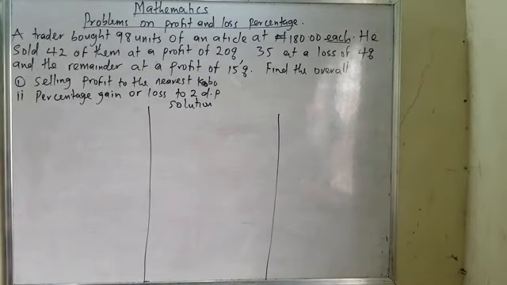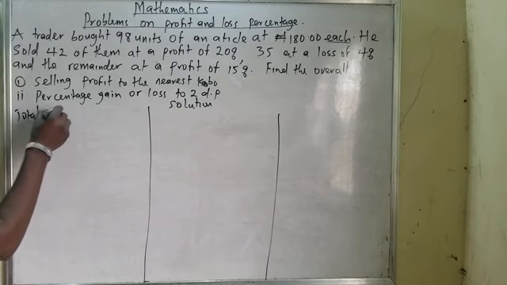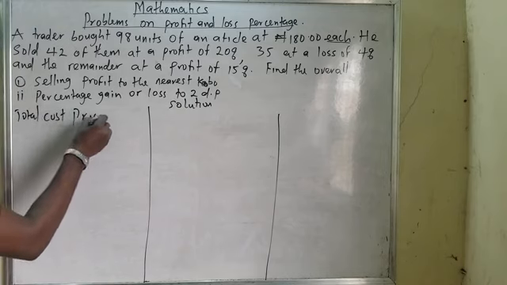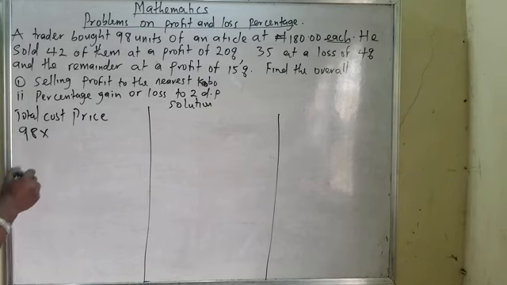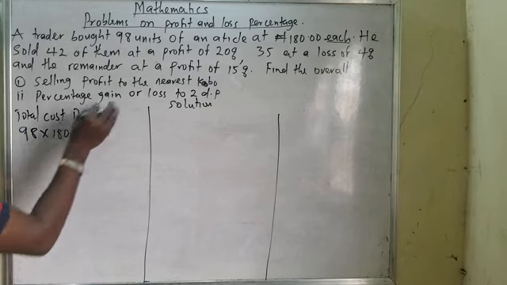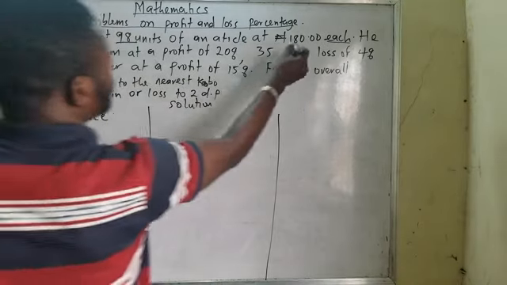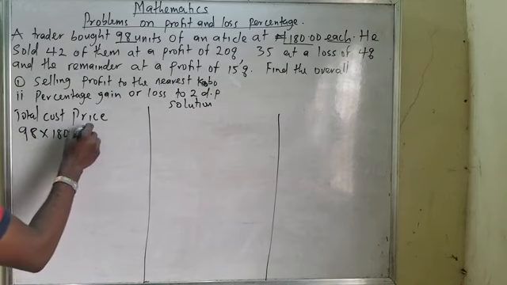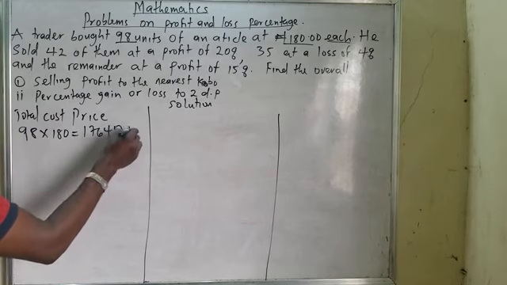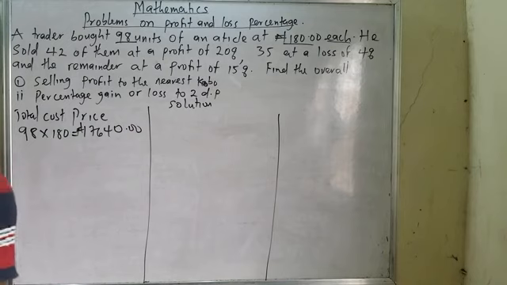Now, I have something like this to work on. The first thing I need to know is the total cost price. Total cost price, we all know that is 98 multiplied by 180, which is going to be 17,640 naira. That is going to be the cost price.